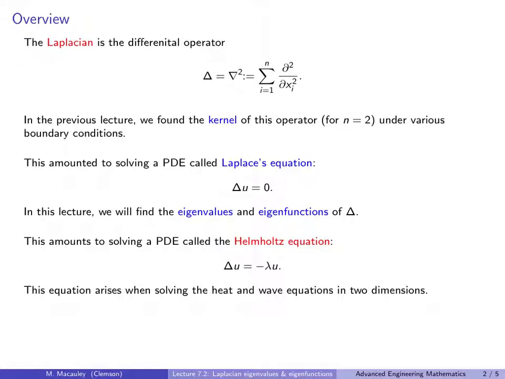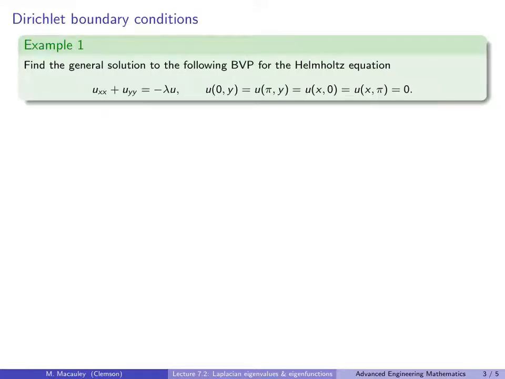This equation arises when solving the heat and wave equations in 2 dimensions, and that's what we'll do in the next lecture. We'll start with an example of finding the general solution to the following boundary value problem for the Helmholtz equation under Dirichlet boundary conditions. So the Helmholtz equation, recall, is that Laplacian of u, which is equal to uxx plus uyy equals negative lambda times u.